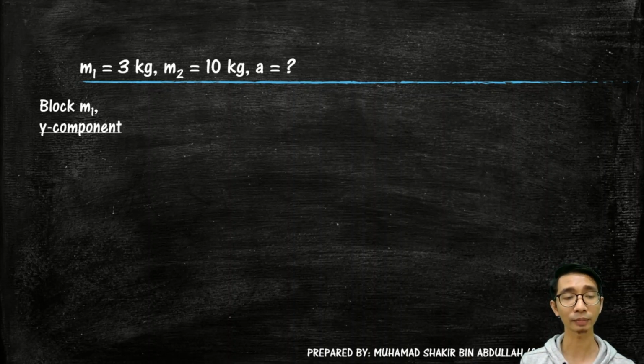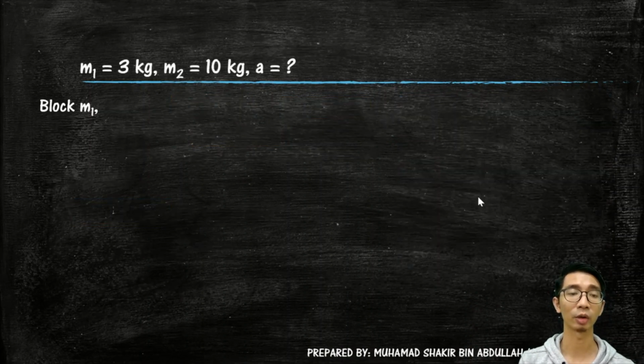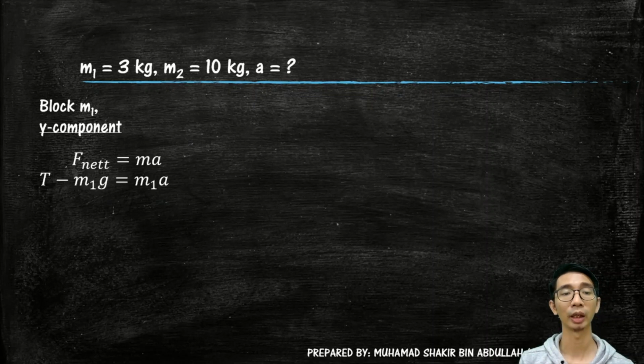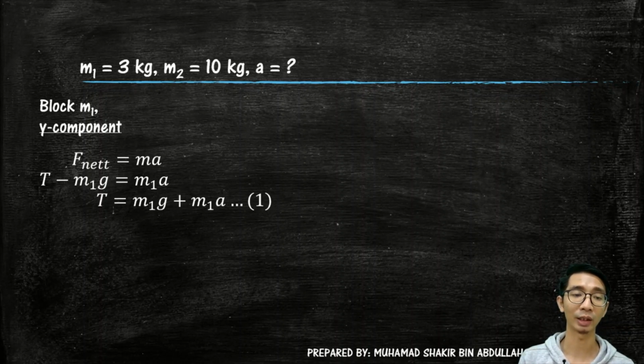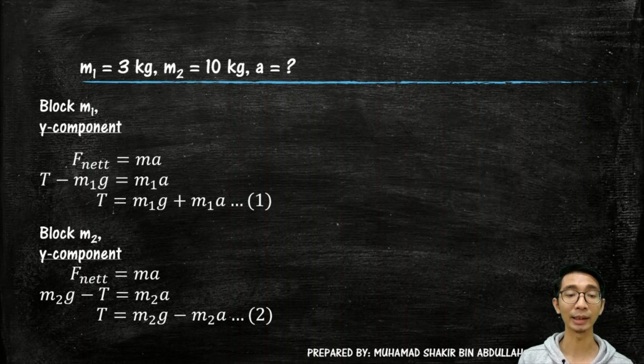Okay, block M1, so we are focusing on M1 first. We have the Y component, always acting on the Y component because it is vertical. There is no horizontal, so Y component, and we start with F net equal to MA. Therefore for block M1, you are going upwards, so your tension is bigger than your weight, so T minus M1G equals M1A. Rearranging, T equals M1G plus M1 times A. That is the first equation. Second equation from block M2, again Y component, F net equal to MA. You are moving downwards, your weight is bigger than your tension, so M2G minus T equals M2A. Rearranging, T equals M2G minus M2A.